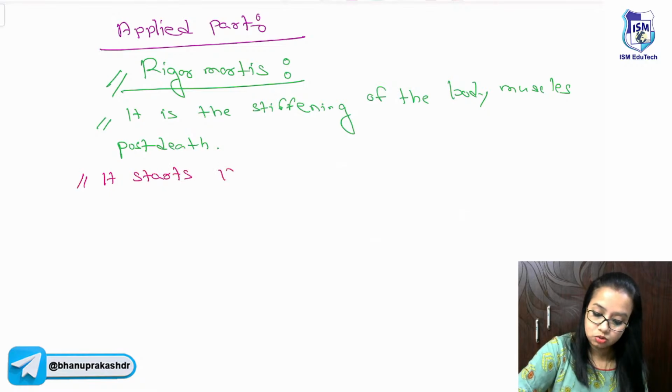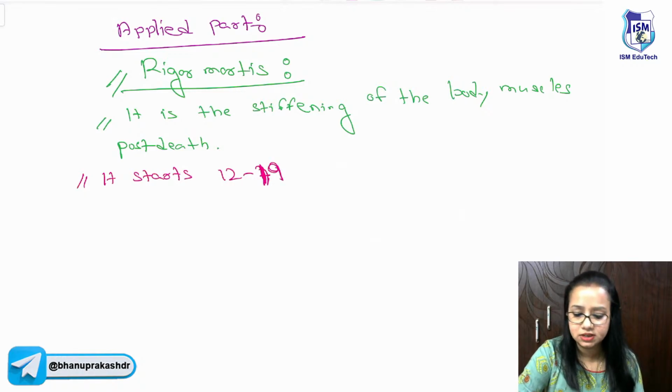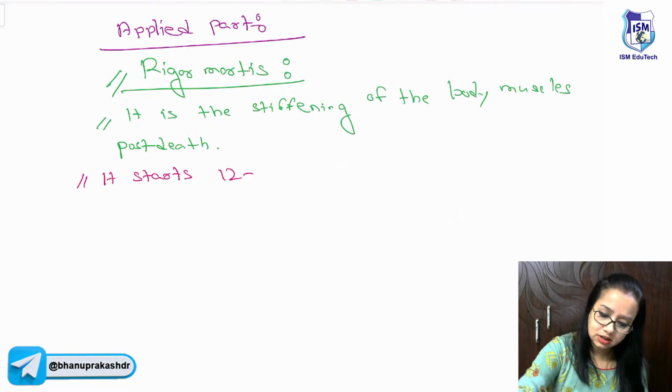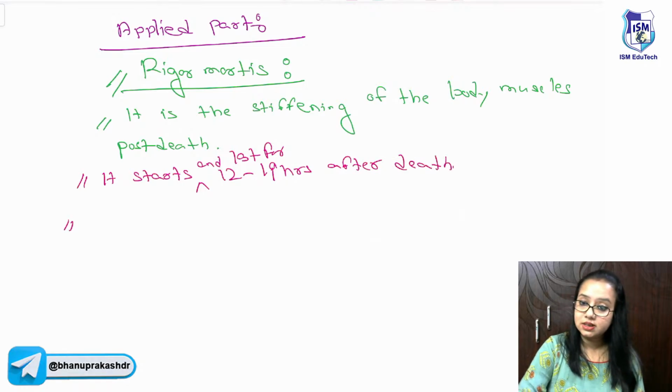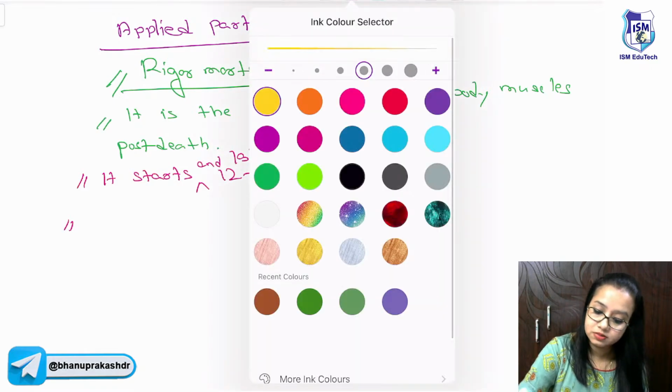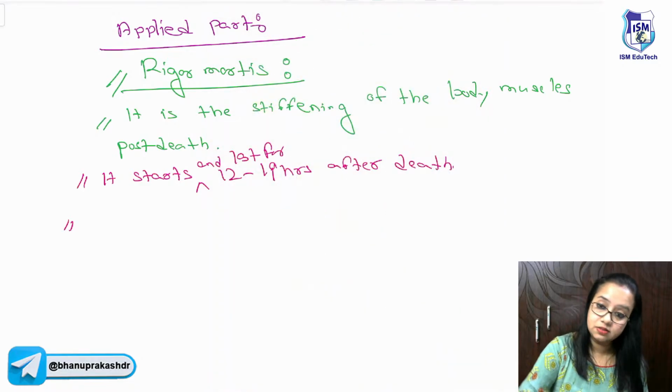Now, this rigor mortis sets in and remains maximum usually till 12 to 17 hours. It may last 12 to 19 hours also. It starts and lasts for 12 to 19 hours after death. What is it actually? How does it happen? In what sequence does it happen? Like which part of the body after death gets stiffened most?